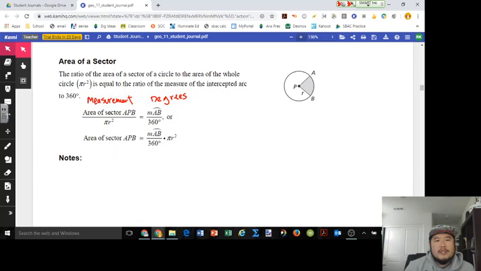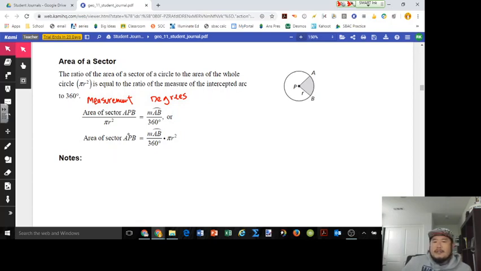So once again, we take the measurement of sector APB, divide that by pi r squared, and then we set that equal to the measure of the arc, which will be in degrees, divided by 360. Now they do show you the second equation down below, and what they end up doing was if you want to specifically find the area of sector APB, then you multiply both sides by pi r squared to get the equation by itself, or to solve for that specific sector.